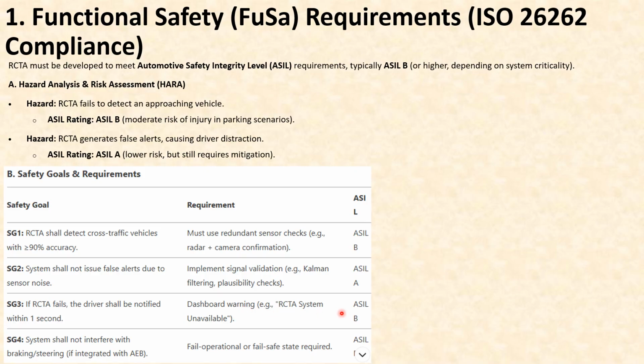The dashboard warning is available. If the RCTA fails, the dashboard shall be notified within 1 second. But if it fails, it is not exactly critical. So that's the reason ASIL B should suffice. And next is system shall not interfere with braking or steering. Now, this is again very important. Now this is ASIL D. It is ASIL D because it should not interfere with any other functionalities like AEB or braking or steering. Okay, so this is exactly why this ASIL D is important.